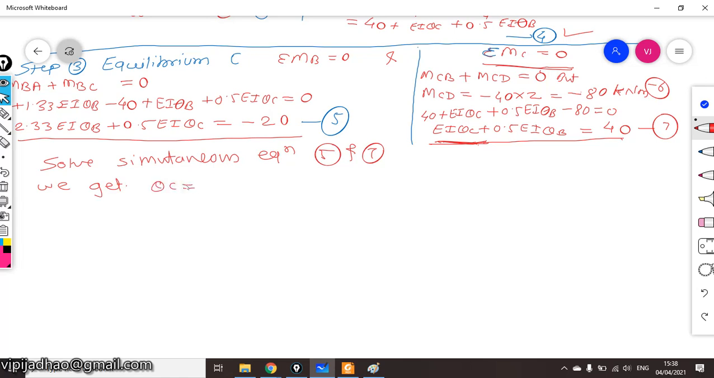We will get theta C is equal to 49.6 divided by EI and theta B is equal to minus 19.23 divided by again EI. Okay, now step number 4: find final end moment.